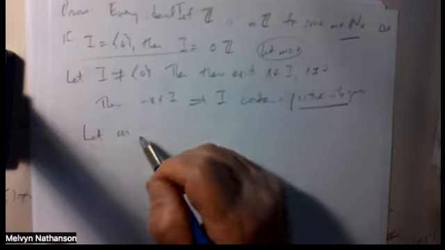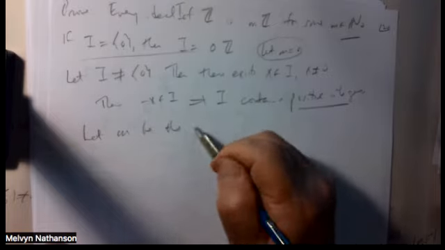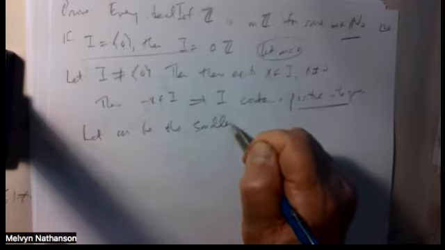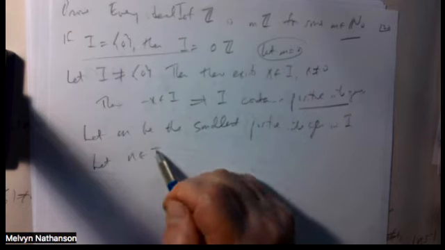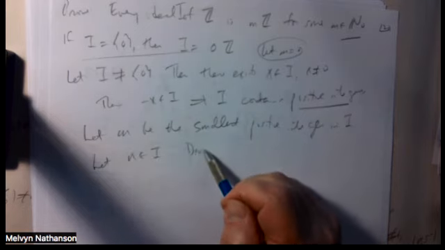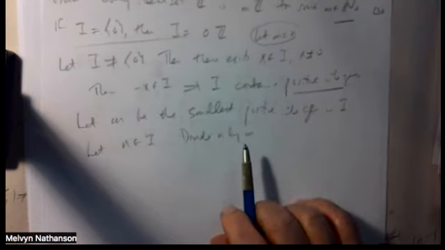So let m be the smallest positive integer in this ideal I. And let n be any element of I. Divide n by m. What do you get? You get n is m times a quotient plus a remainder, and the remainder is between 0 and m minus 1.